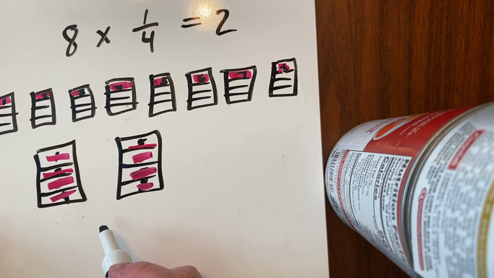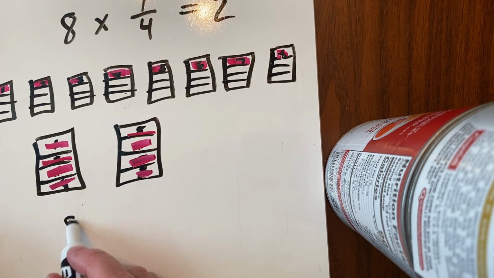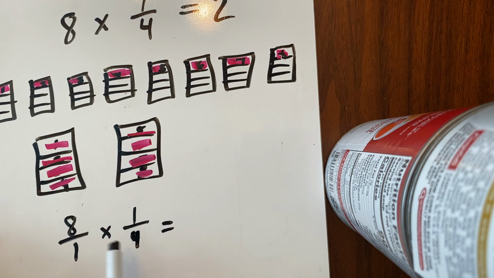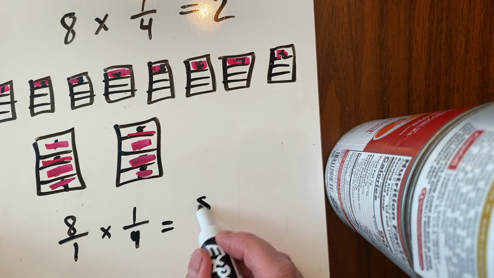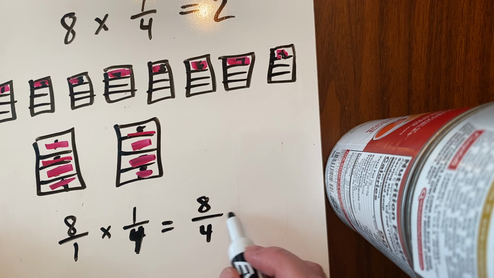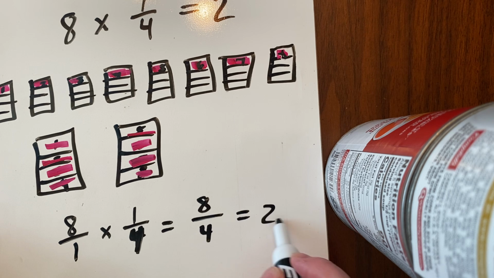Let's do the little math thing that I just taught you. If I take 8 and turn it into a fraction, because 8 over 1 is a fraction, times 1 over 4, notice 8 times 1 is 8, and 1 times 4 is 4. What is 8 divided by 4? 8 over 4 is going to give me a 2. So it gives me the same information.